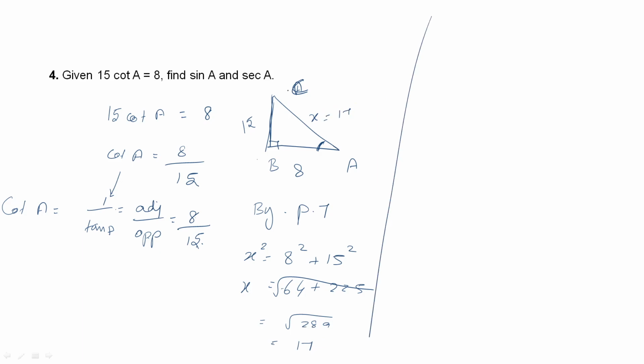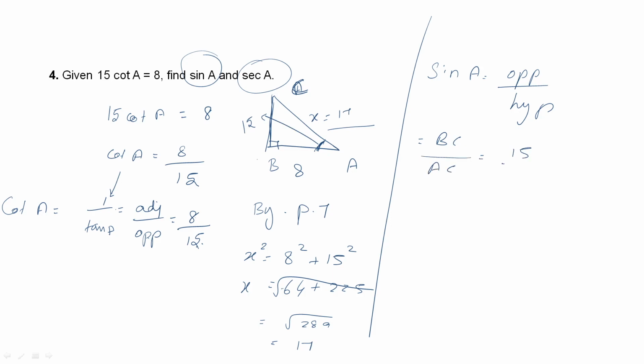So why we have to find the value of x? Because the question asked is about sine A and sec A. So what is sine A? Opposite by hypotenuse. So where is A? This one. So what is the opposite side of A? BC. BC by hypotenuse AC. Okay, so BC is 15 and hypotenuse is 17. So sine A will become 15 by 17.